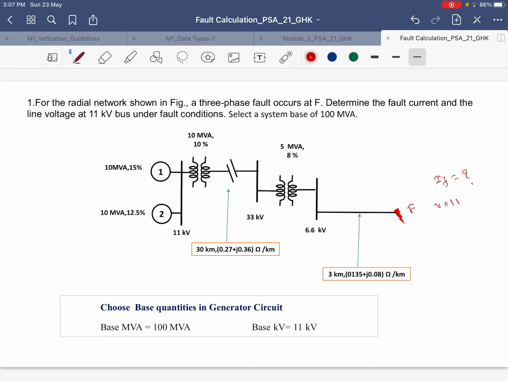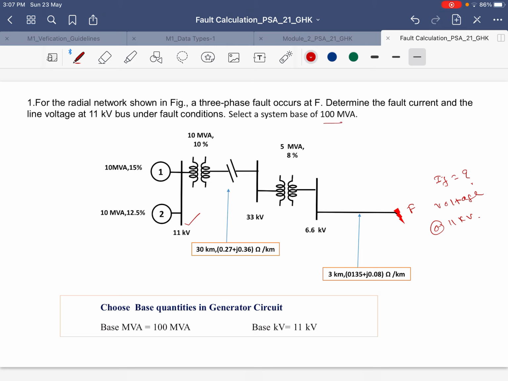The voltage at the 11 kV bus when the fault occurs, that is the voltage at this particular bus. What is the voltage under the fault condition? This is a numerical problem, and it is also given to select a system base of 100 MVA.